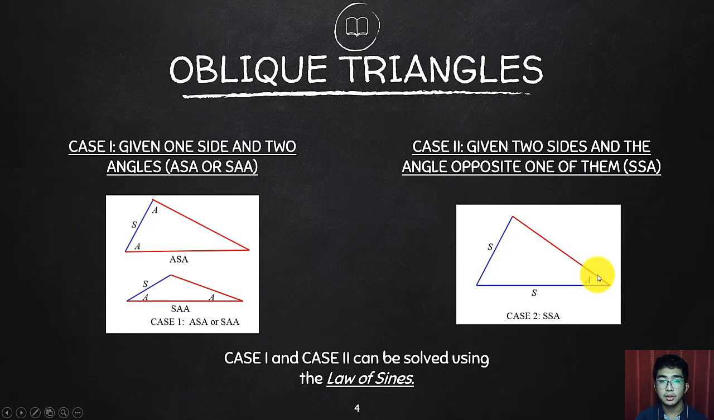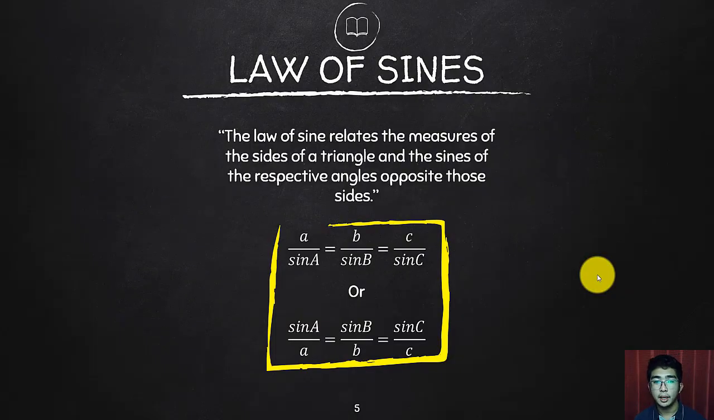So we're now going to introduce the law of sines for oblique triangles. The law of sine relates the measures of the sides of a triangle and the sines of the respective angles opposite those sides. This is a very simple formula. It says that the ratio of a side over the sine of its opposite angle must be equal all throughout the triangle. So side A over sine angle A is equal to side B over sine angle B, and that is also equal to side C over sine angle C. If you take the reciprocal, this becomes sine angle A over A, sine angle B over side B, and sine angle C over C. These two mean the same, so memorizing one form is okay. The formula will still work.